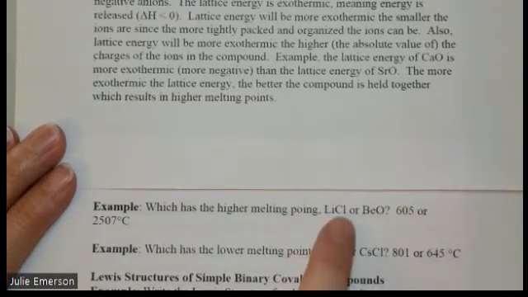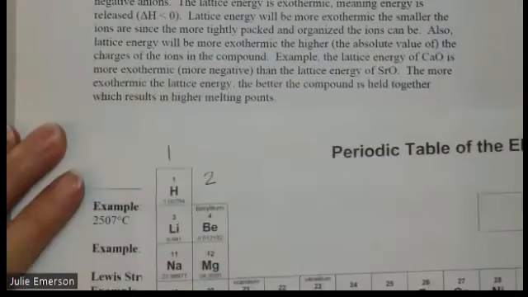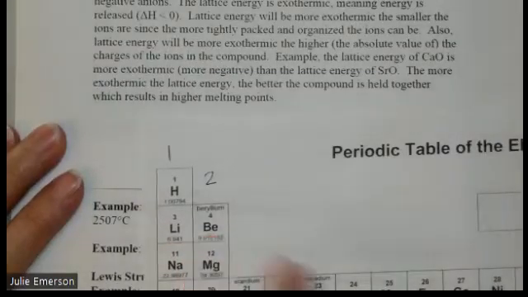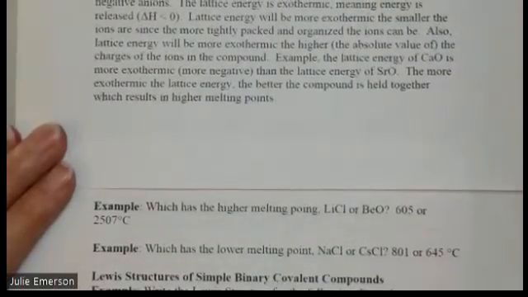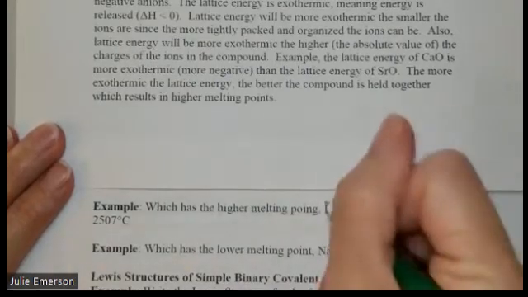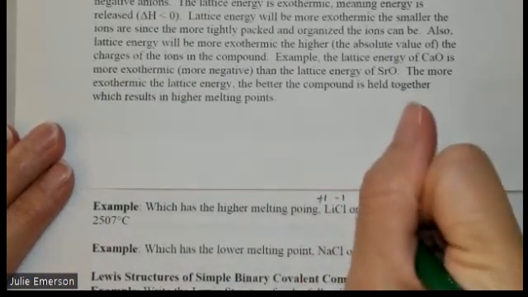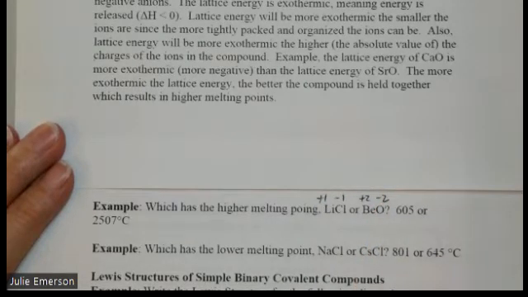So when I look at lithium chloride and beryllium oxide, first thing that I notice is the charge. Lithium is +1, beryllium is +2. And then when I come over to my nonmetal side, oxygen is -2 and chlorine is -1. So if I look at my charges here, lithium chloride +1 -1, beryllium oxide +2 -2. If we're just going on charges, we expect the lattice energy for beryllium oxide to be more exothermic. This is a more stable salt crystal. It's going to be more difficult to melt it and break it apart.